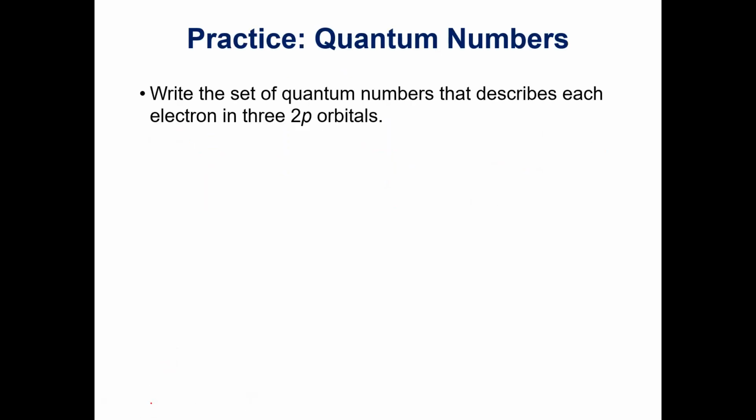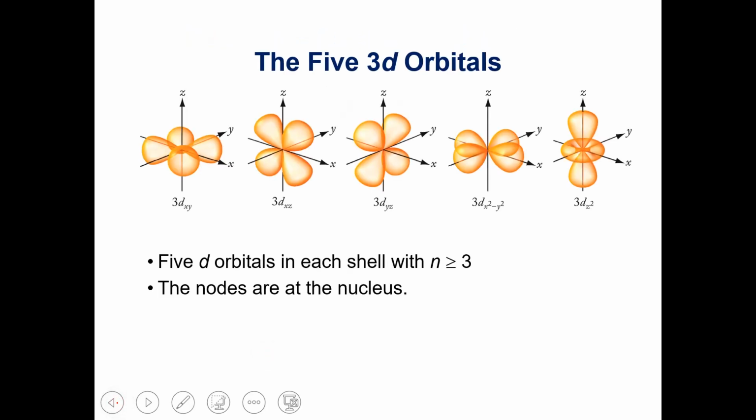So let's look at an example here. We want to write the set of quantum numbers that describes each electron in the 2p orbitals. The first question would be, how many electrons are in a p orbital? So if we go back, we'll write it on this slide here.